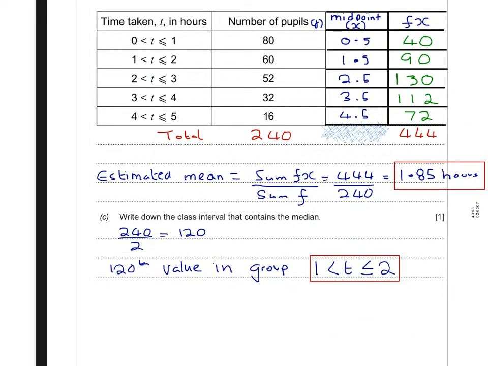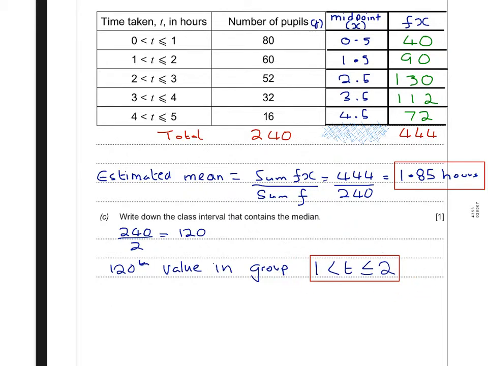In terms of the last bit, it says write down the class interval that contains the median. To find the median means the middle. So if I do 240, the number of people that were there, half of that is 120, I'm looking for where the 120th value is. The first 80 people are in this column here, between 0 and 1, but then the next 60, so a total of 140 people, are in this next column, 1 to 2. So 120 is underneath that 140. So the median value must be in this group here, 1 to 2.